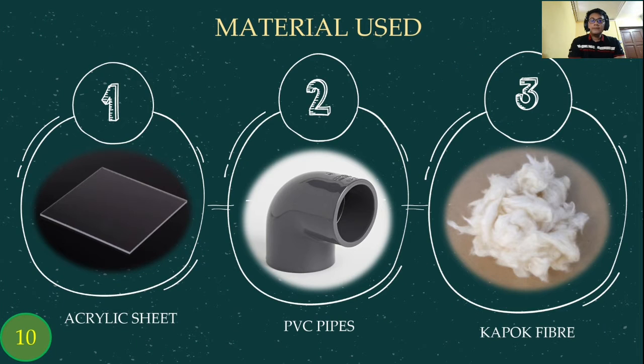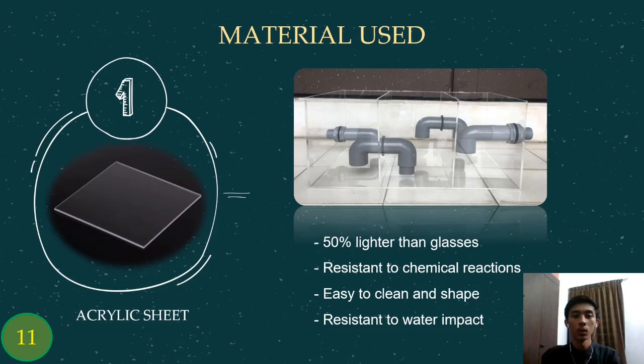These are the 3 main materials that we use to make our multi-stage oil trap. First is acrylic sheet, the second one is PVC pipe, and the third one is Kapok fiber. Okay, so the first material that we use is the acrylic sheet. This project, Greasetrap, has 3 levels of chambers.